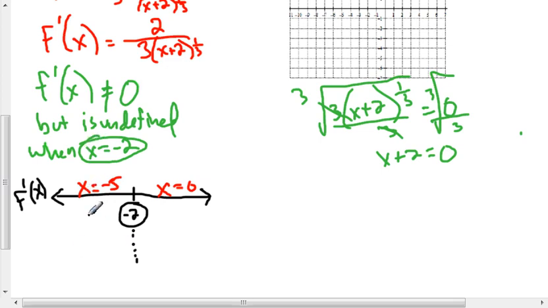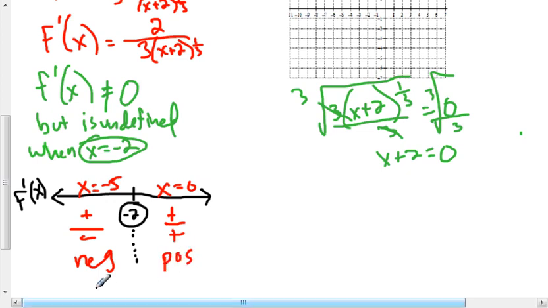When I substitute negative 5, the numerator is going to be positive 2, so that's positive. Negative 5 plus 2 is a negative number. The cube root of that is going to be negative, times 3 is going to be negative. So I'm going to get positive divided by a negative, which is going to be a negative. For 0, 0 plus 2 is positive 2. The cube root of a positive number is going to be positive, times 3 is positive. We already said the numerator is always going to be positive because it's just positive 2.